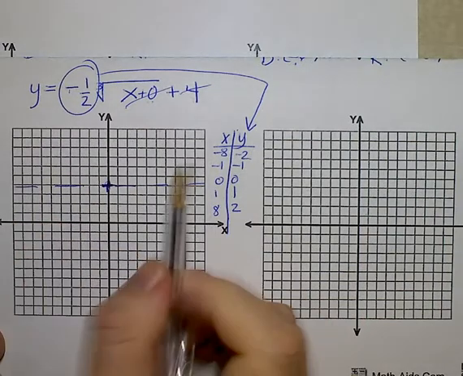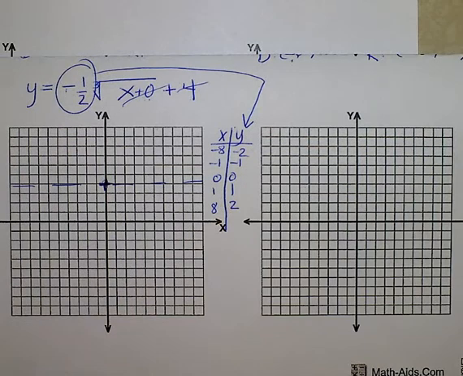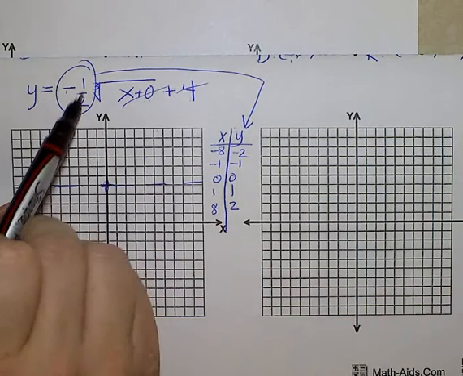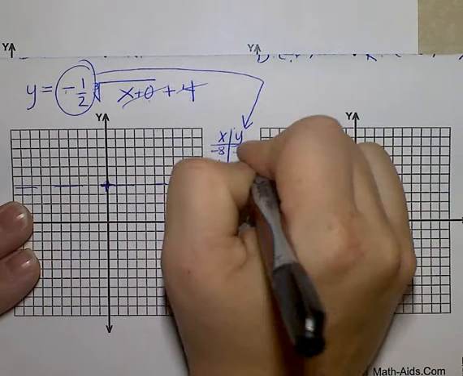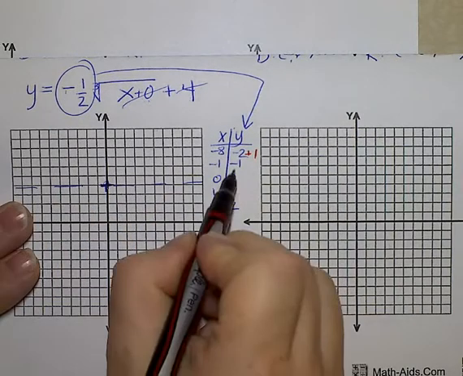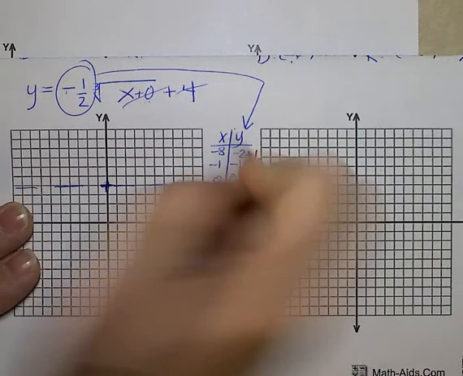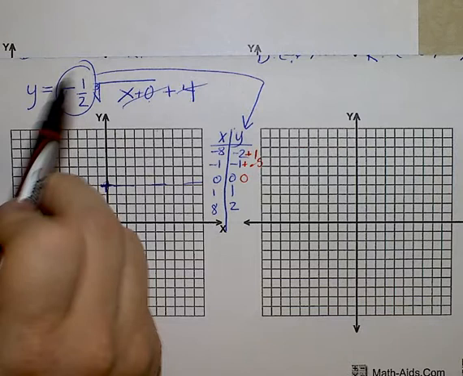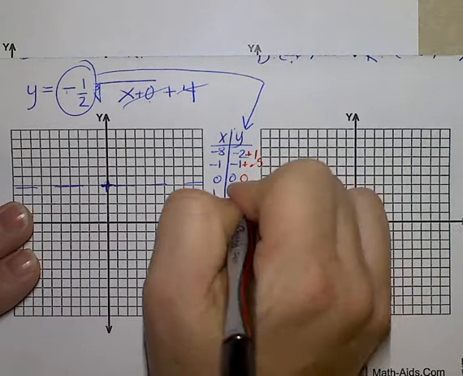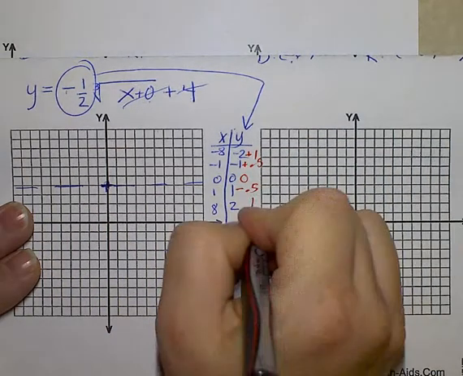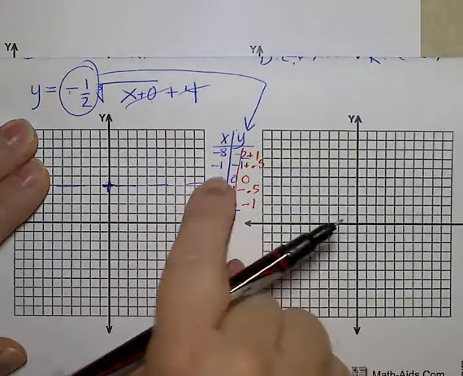So what I'm going to do now is take this negative 1/2 and off to the side, I'm going to multiply each of these by negative 1/2. Half of 2 is 1, and a negative times a negative is a positive. Half of 1 is 0.5, negative times negative is positive. Any number times 0 is 0. Half of 1 is 0.5, a negative times a positive is a negative. Half of 2 is 1, negative times positive is negative. So this is going to be my group of new ordered pairs that I will now graph.